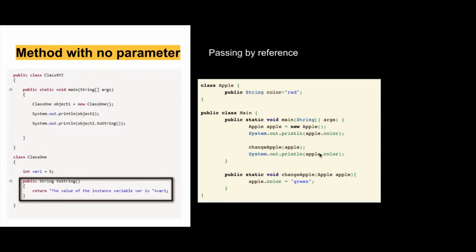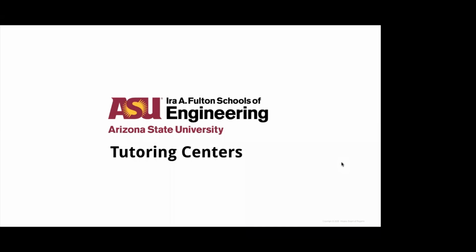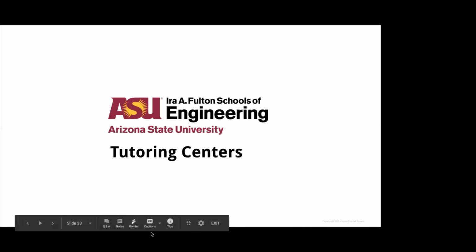So that's how it works. In CSE 110 we only have passing by value, which is in the previous example, and here is passing by reference. And it's quite important to understand how those passing things work. Yeah, and that's all the topics we got today.